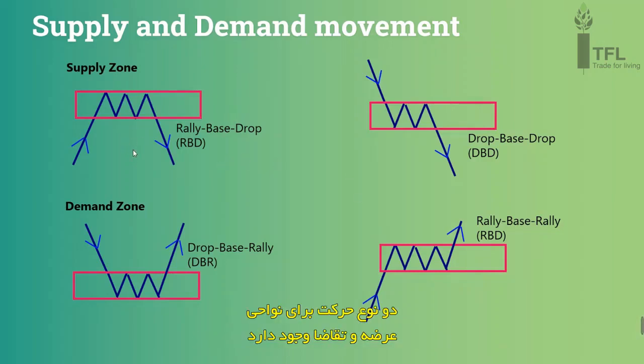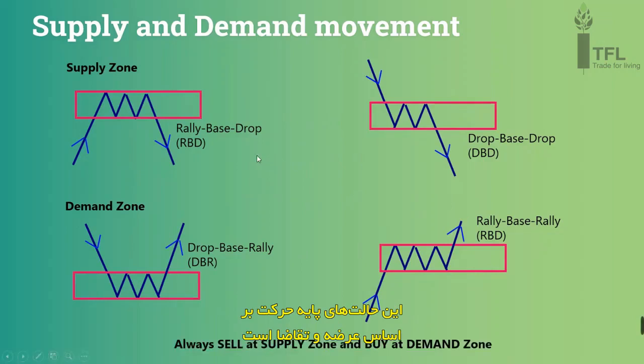There are two types of movement for the supply zone and demand zone. For the supply zone, it will be a rally base drop, we call it RBD, and drop base drop. And of course, for the demand zone it is a drop base rally, and a rally base rally. This is the basic movement of a supply and demand zone. And of course, we always say that we sell at supply zone and buy at demand zone.